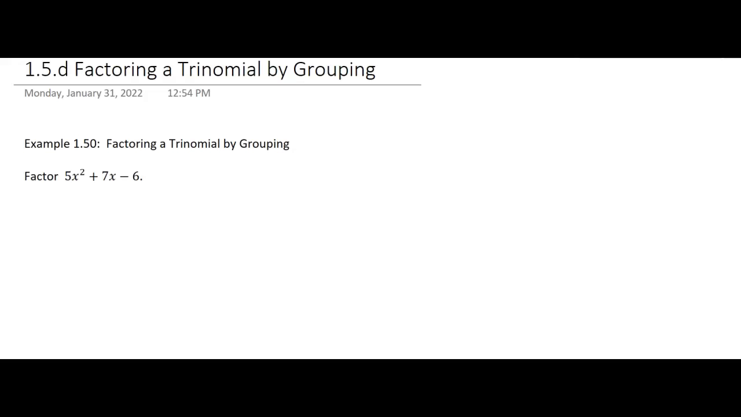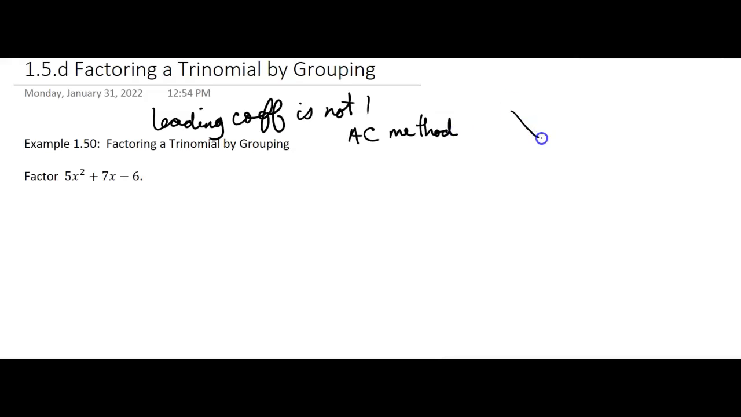Okay, so now we're going to talk about factoring a trinomial by grouping. This is when the leading coefficient is not 1. So it's like another number. Some textbooks refer to this as the AC method, so don't be surprised if I say that. Or it's sometimes referred to as the big X method. There's a few other methods out there that use the same principles, but we'll just go with what they call it, factoring a trinomial by grouping.